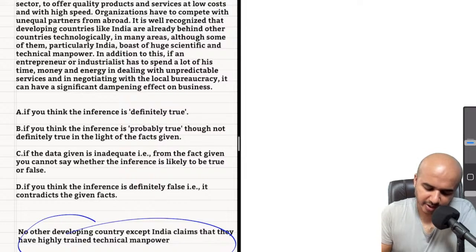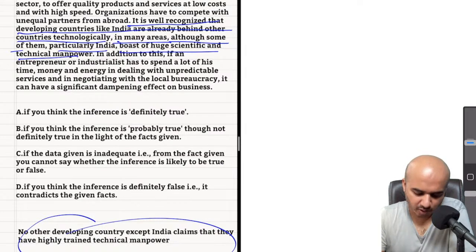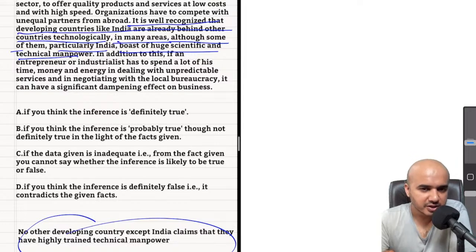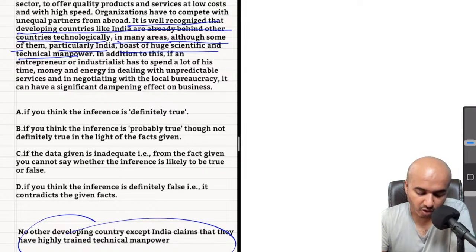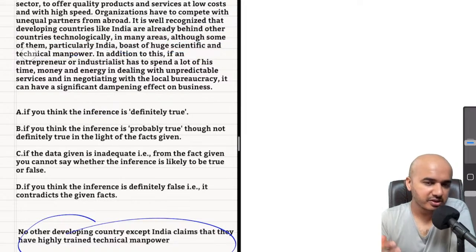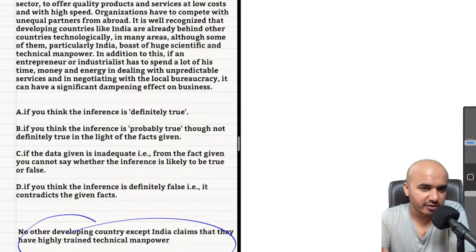It is well recognized that developing countries like India are already behind other countries technologically in many areas, although some of them, particularly India, boast of huge scientific and technical manpower. So some of them, they say, although some of them, like India, boast of huge scientific and technical manpower. So very clearly they say there are other countries also, because the paragraph says "although some of them", which means not just one. So if it was just one, they would have said particularly India or only India. They have not mentioned that.